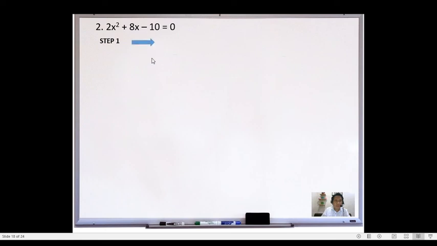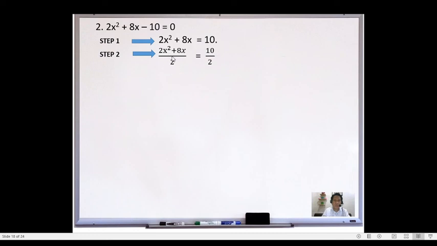Again, for step number 1, we are going to transfer the constant to the other side. This will become 2x squared plus 8x is equal to positive 10. So negative 10 transposed will give us 10. For step number 2, since the value of a is equal to 2, we are going to divide both sides by 2. That is, 2x squared plus 8x over 2 is equal to 10 over 2.